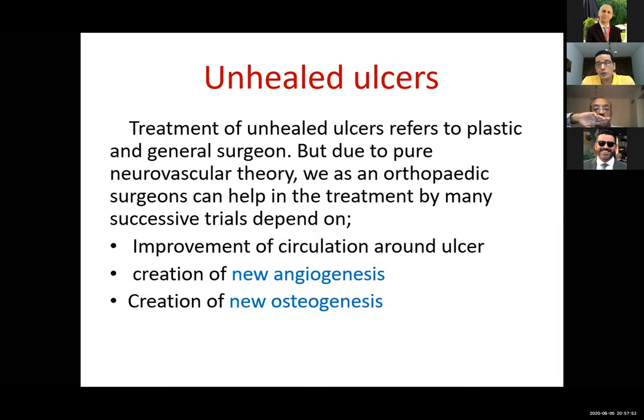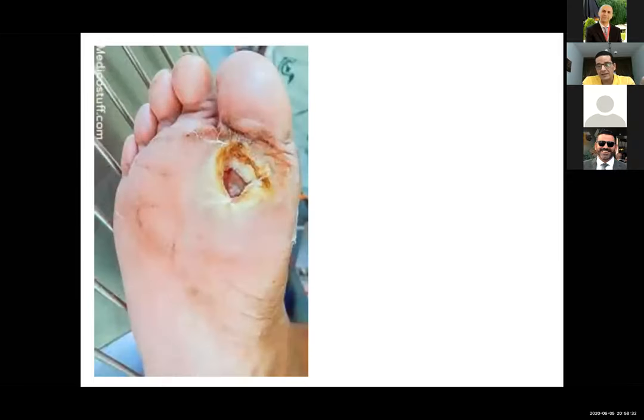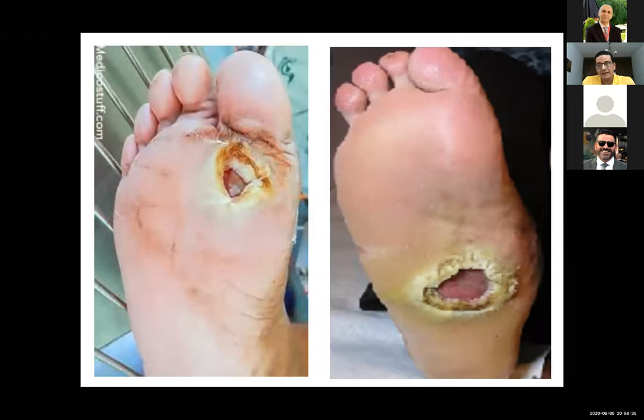So creation of a new angiogenesis and a new osteogenesis, a new bone and a new vessel. If we create new bone and a new feeding artery, it can help the ulcer to heal. This new angiogenesis and new osteogenesis are collectively called new histiogenesis. Histio means including everything: artery, nerve, bone, anything. There is also stimulation of nerve regeneration by distraction. So this ulcer is more distal, and this ulcer is more proximal at the heel.